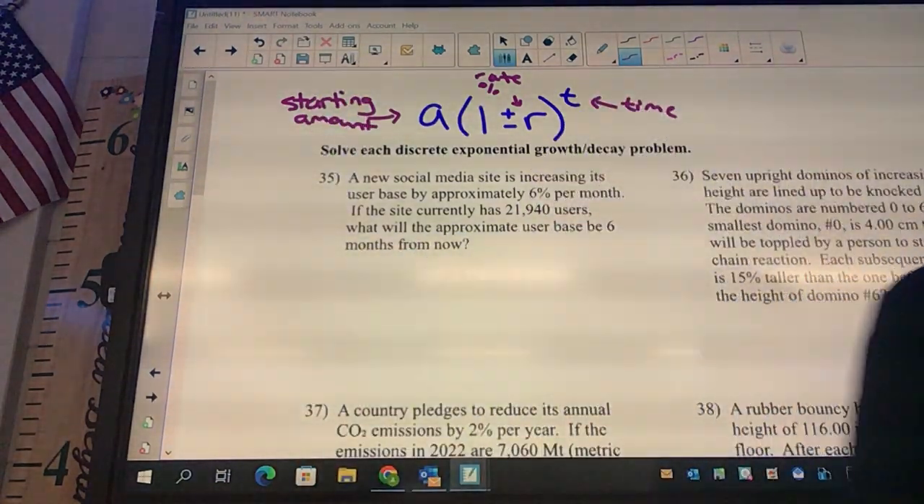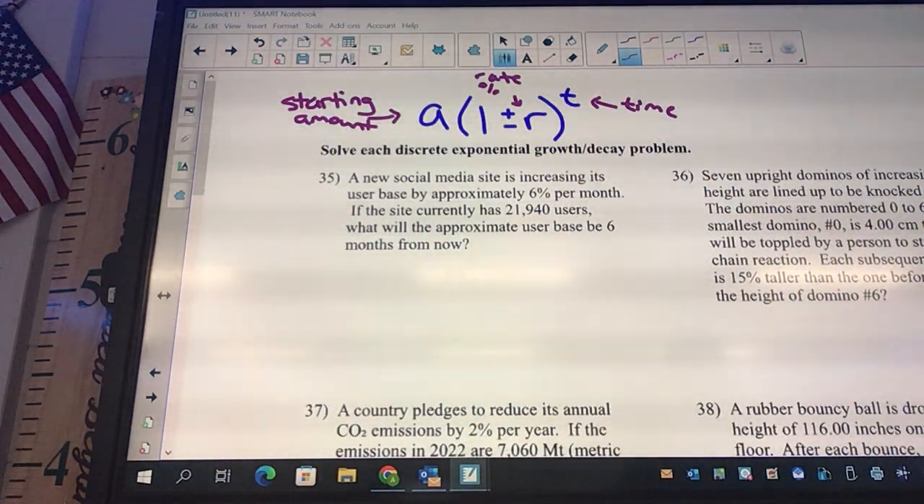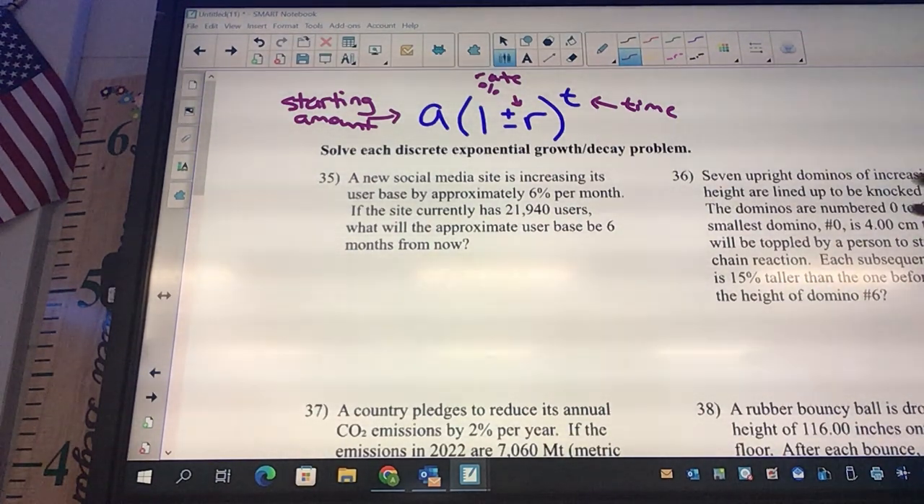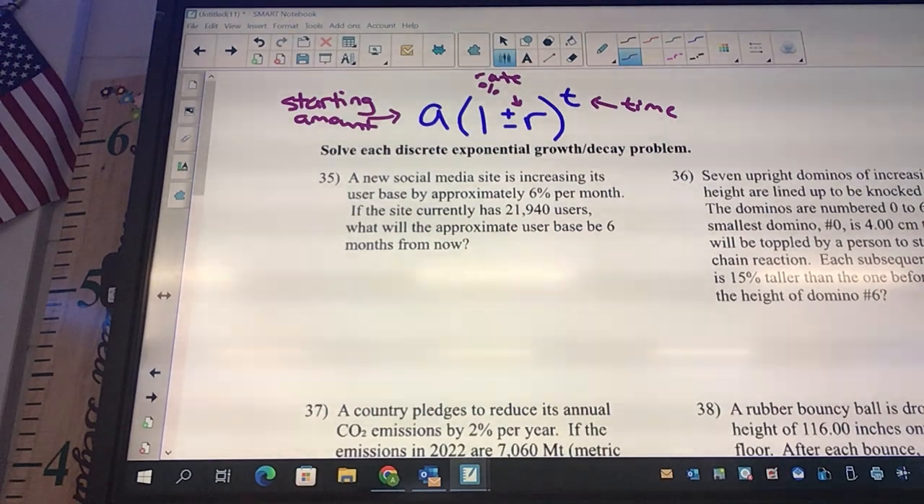As I said, these are the only 2 days, today and yesterday, that we would take notes. The rest of them, I'm just going through the problems, so make sure that you have your formula written down. I'm not writing it on the other days.